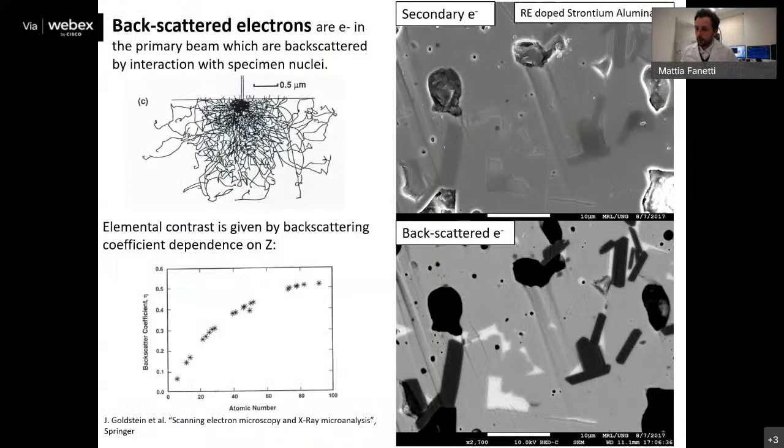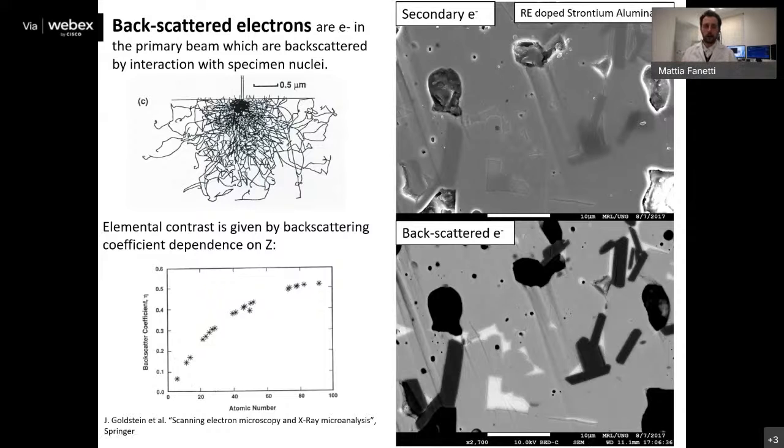Another very common signal is the backscattered electrons. Very important. So what are the backscattered electrons? These are the electrons which were in the primary beam, the incident beam, which after some scattering are escaping the surface. So these lines that you see here are the backscattered electrons.